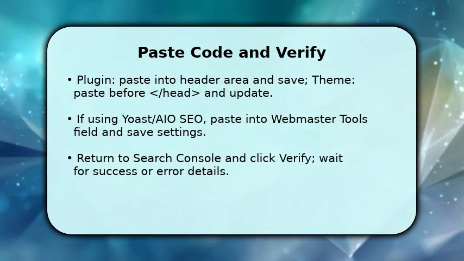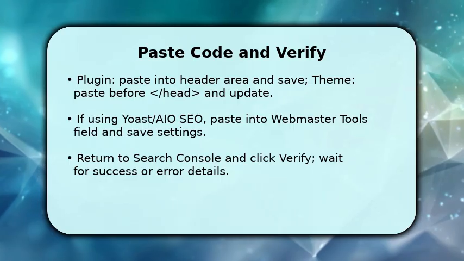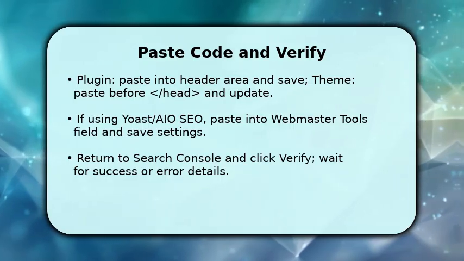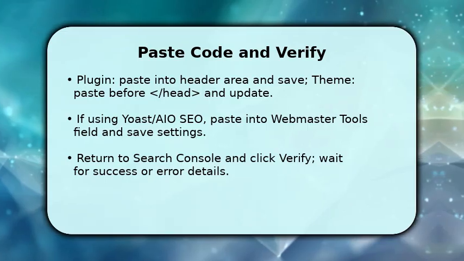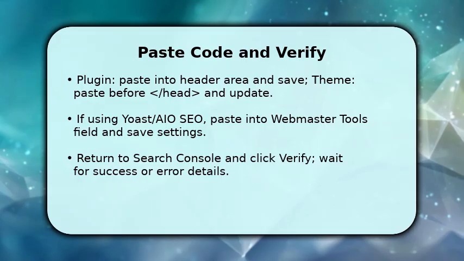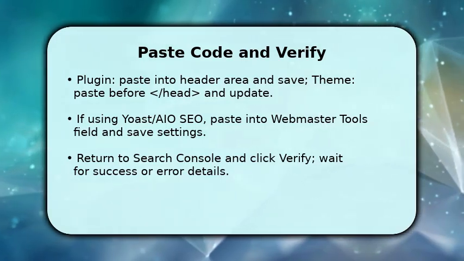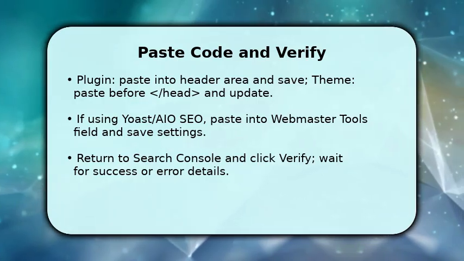Now paste the meta tag into WordPress using your chosen method. If you used a plugin, open its header area, paste the tag, and save. If editing header.php, insert the tag just before the closing </head> and update the file. Alternatively, paste the value into Yoast or another SEO plugin's Webmaster Tools field.